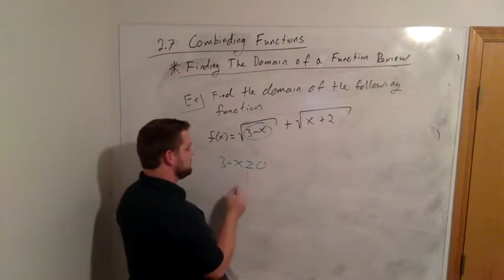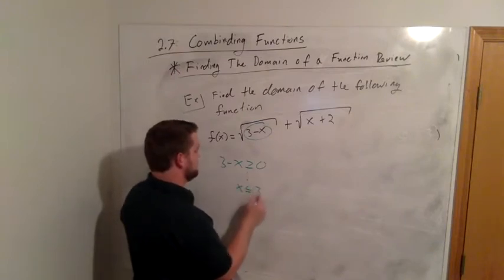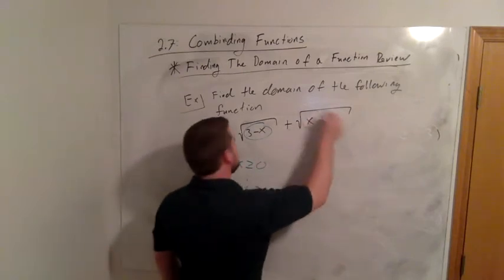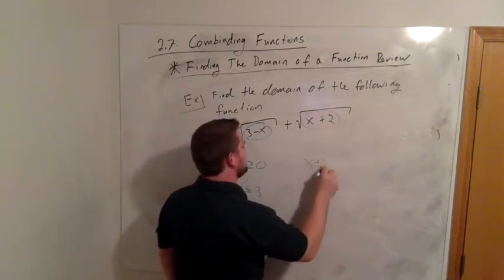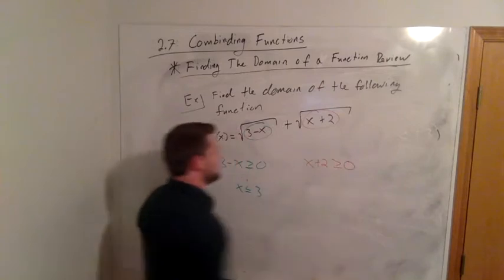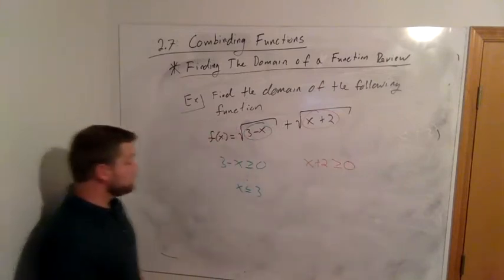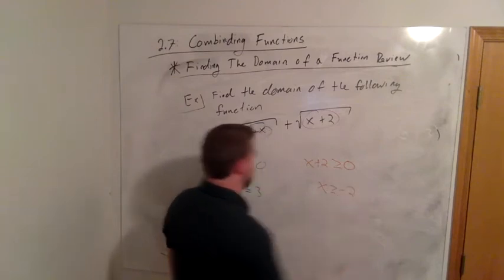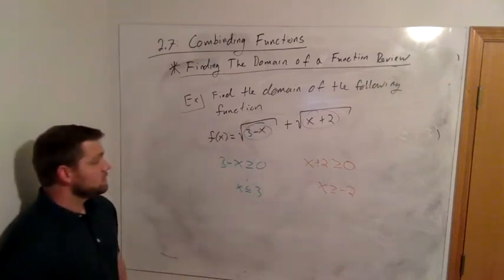If you solve this, you should get that x needs to be less than or equal to 3. Similarly over here, I need x plus 2 to be bigger than or equal to 0. If you subtract 2 from both sides, we get that x needs to be bigger than or equal to negative 2. So what we're going to want to do here is draw a number line.